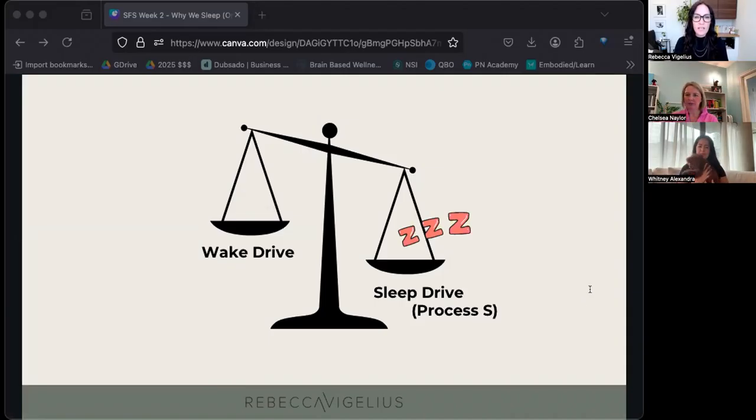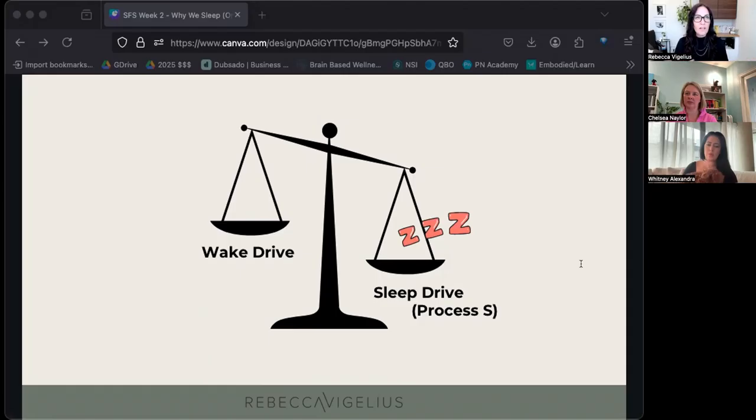You can think of it like the longer you go without eating, the hungrier you are. And it's the same with sleep. Sleep drive accumulates during the day based on how long we're awake and the amount of activity that we do. For the average person, we need about 16 to 18 hours of wake time to accumulate enough sleep drive to be sleepy again. And we want to make sure that we are having that.